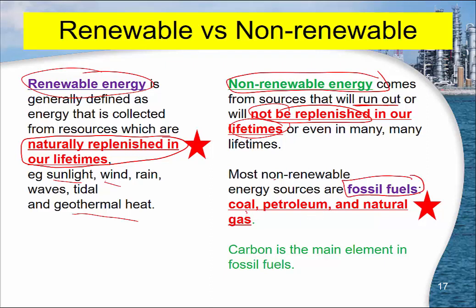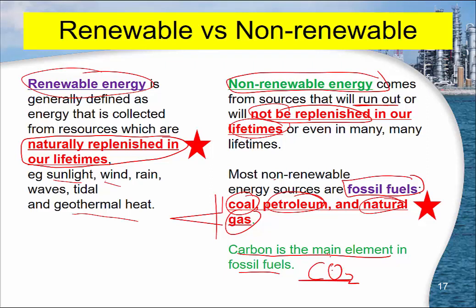For example, coal. Once you dig it up from the ground and burn it, it won't be there anymore. Petroleum, likewise: when you get it from the ground and use it, you burn it away and it won't be there anymore. And of course, natural gas. These are three fossil fuels and they are non-renewable. And carbon is actually the main element in fossil fuel. As you know, when carbon is burned, it produces carbon dioxide. So in other words, fossil fuels are producing a lot of greenhouse gas, carbon dioxide.